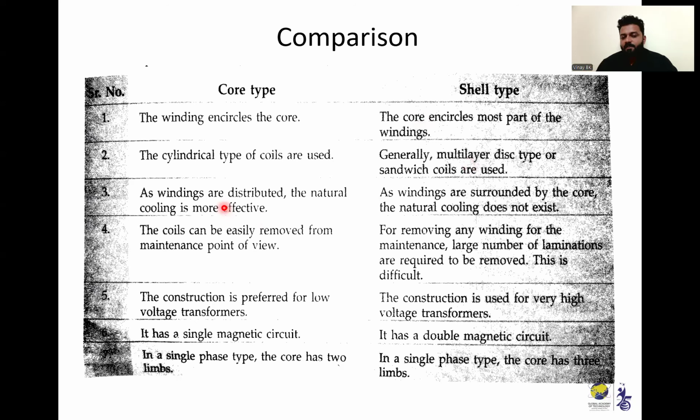As the windings are distributed uniformly, natural cooling is more effective in core type, while here natural cooling does not exist. The coils can be easily removed from the maintenance point of view. Here it is complicated, and this construction is preferred for low voltage applications. In case of core, here it will be used for high voltage application.